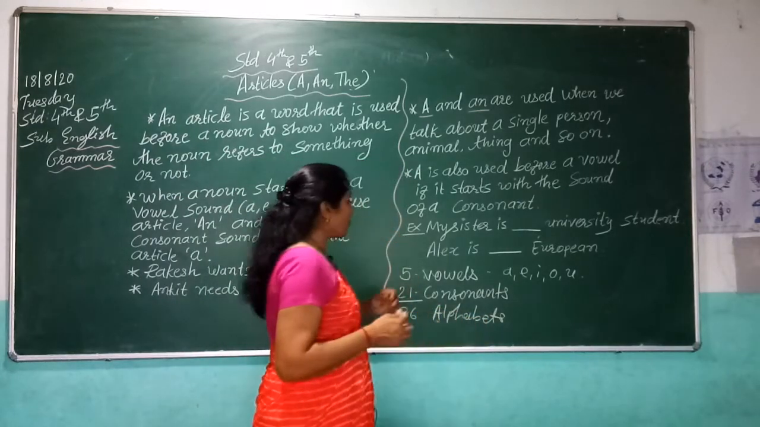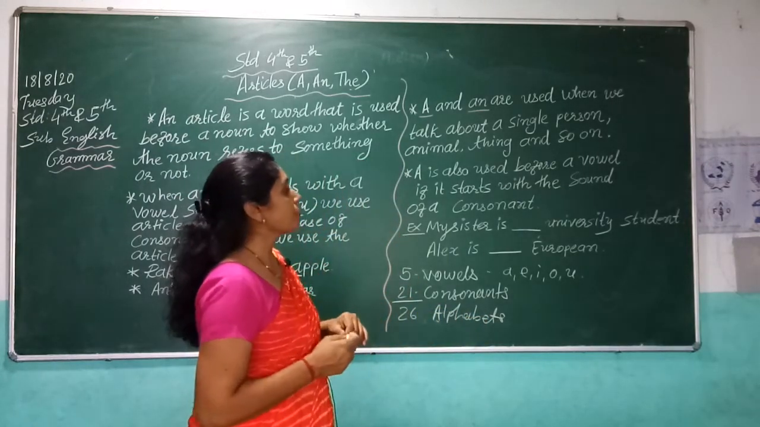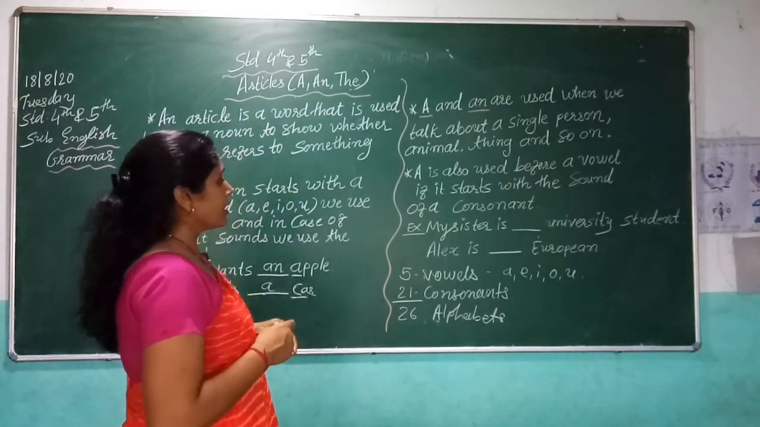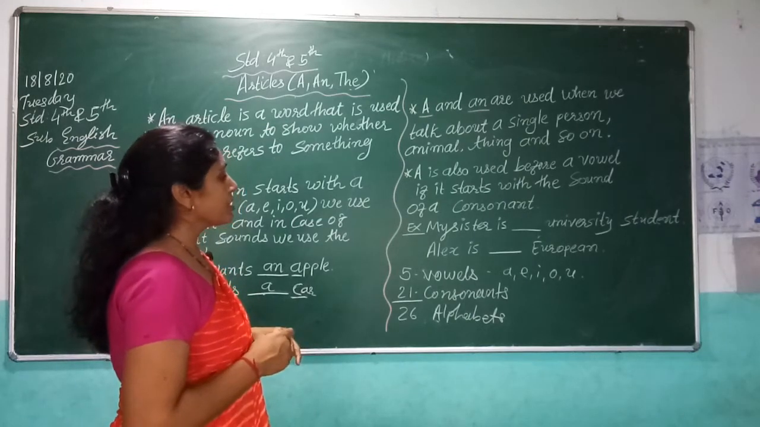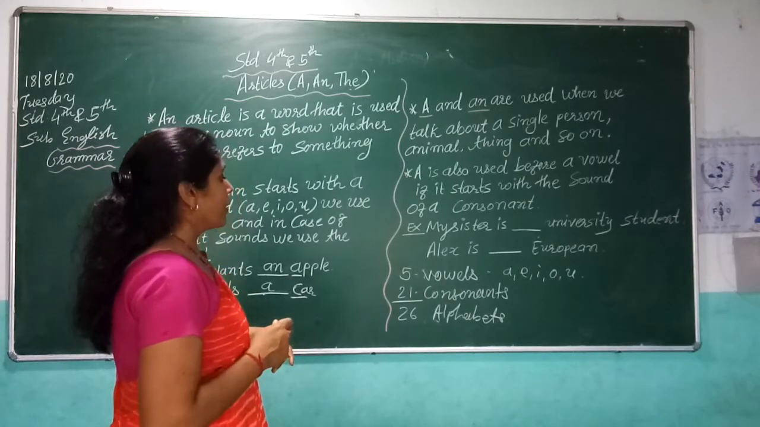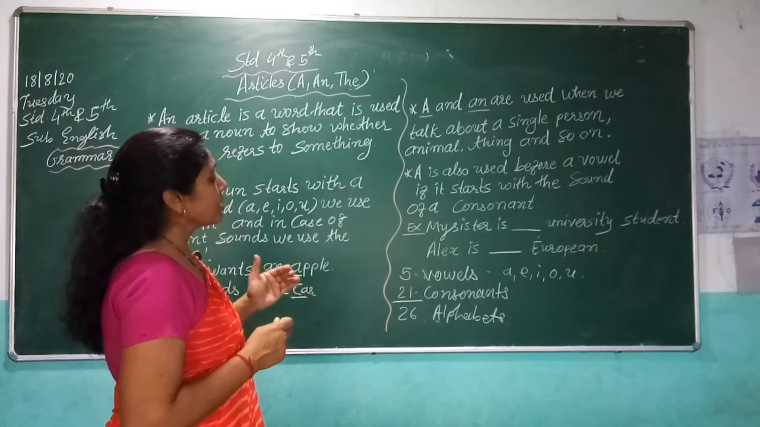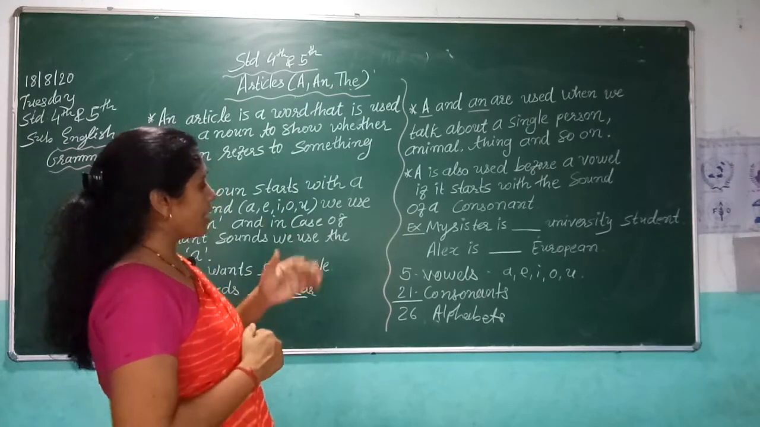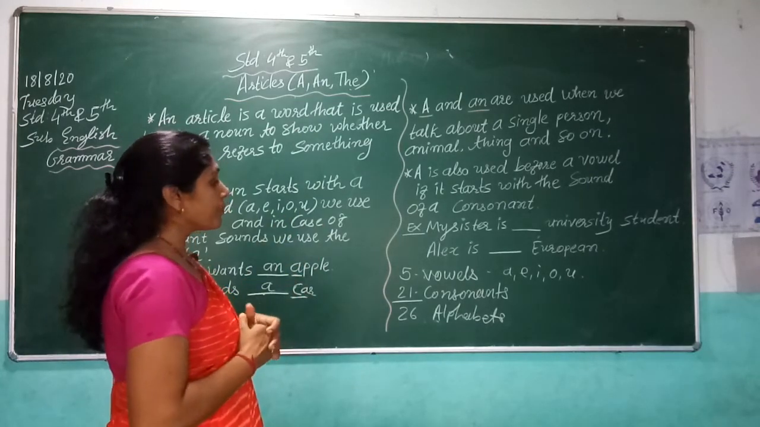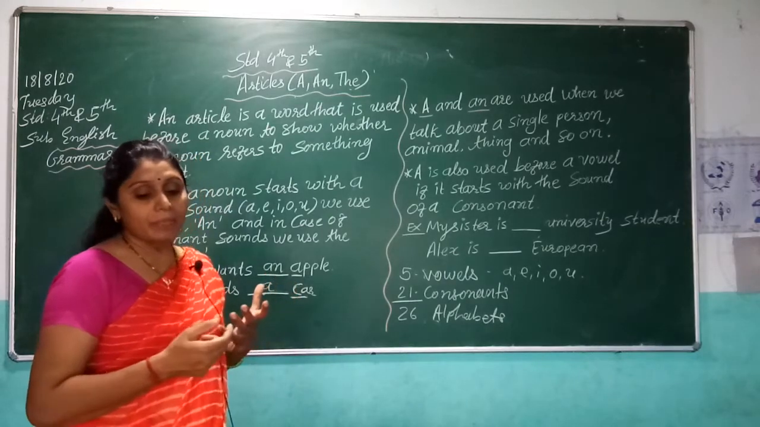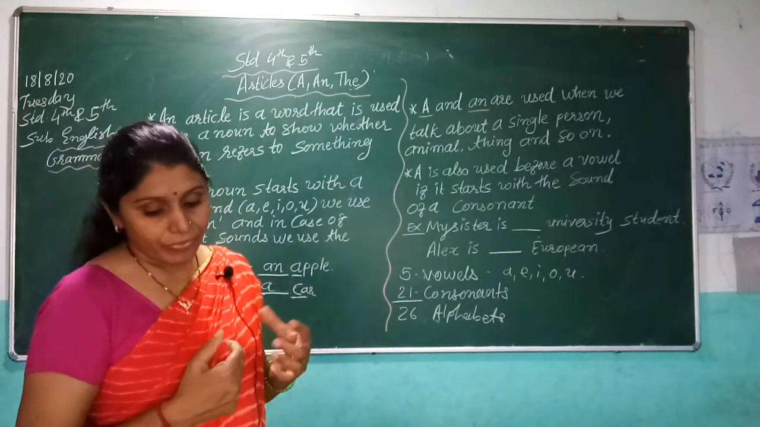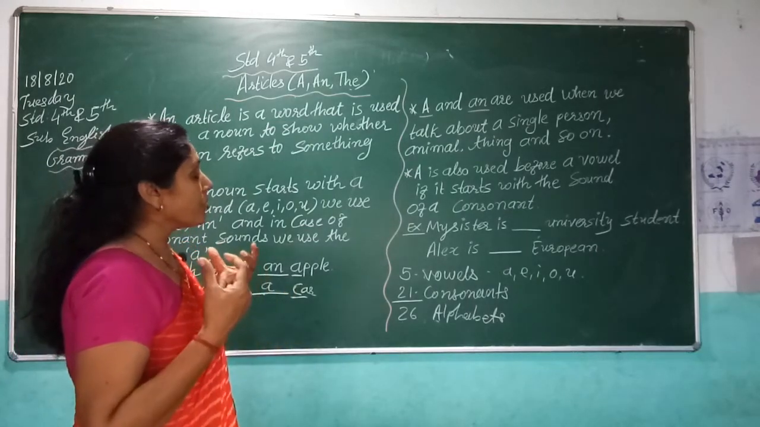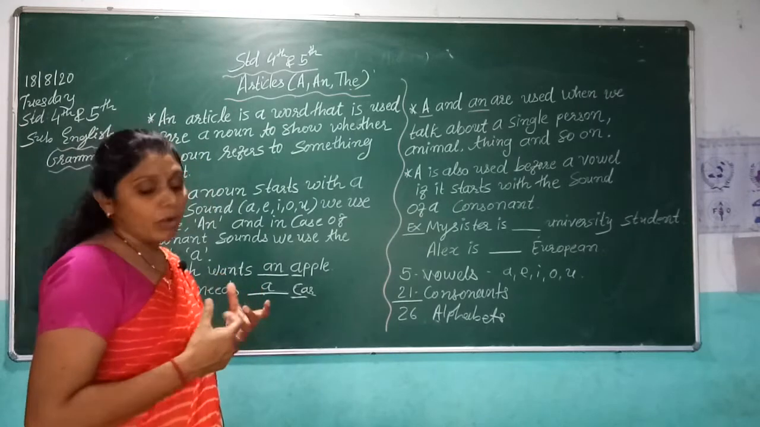Listen, we have some examples. My sister is blank university student. Then Alex is blank European. There are two sentences. If the sound is a consonant, there is a. If the sound is a vowel, then you put an.